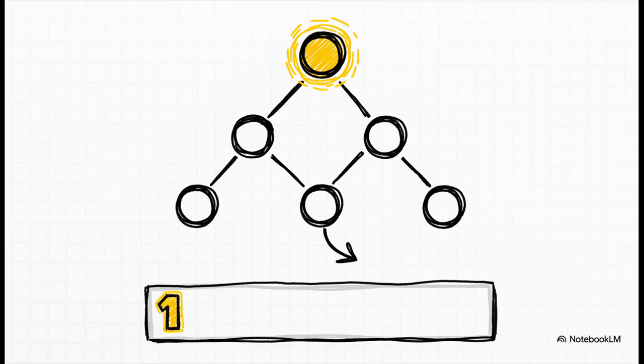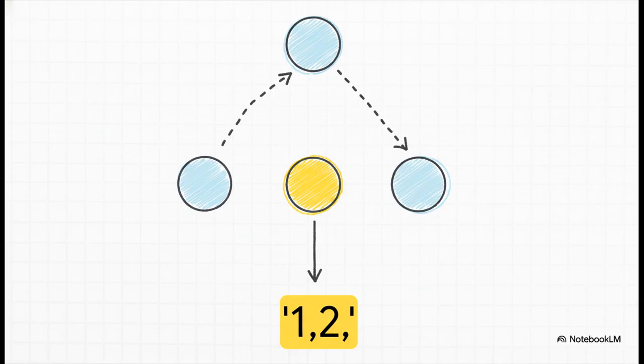All right, let's get our hands dirty and actually walk through an example. We always start at the root. Rule number 1, record its value. So our string kicks off with 1. Now, Rule 2 tells us to head down the left subtree. We land on node 2, and we record its value. Our string is now 1, 2.